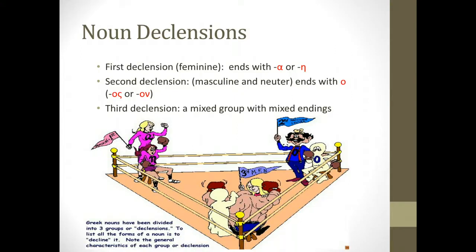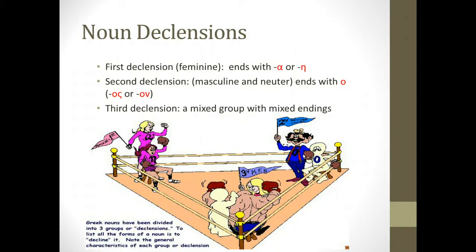In the other corner to the far right, you see a gentleman there that looks a little bit like Mario from the Nintendo game, and you see a rather nondescript individual, looks more like Casper the Ghost. And these are second declension nouns, and these nouns are mostly masculine and or neuter.